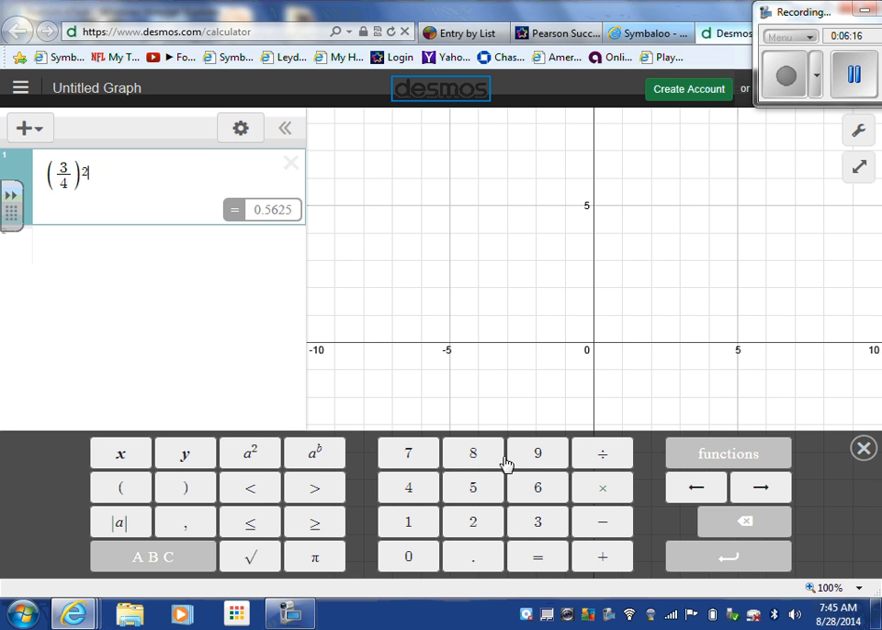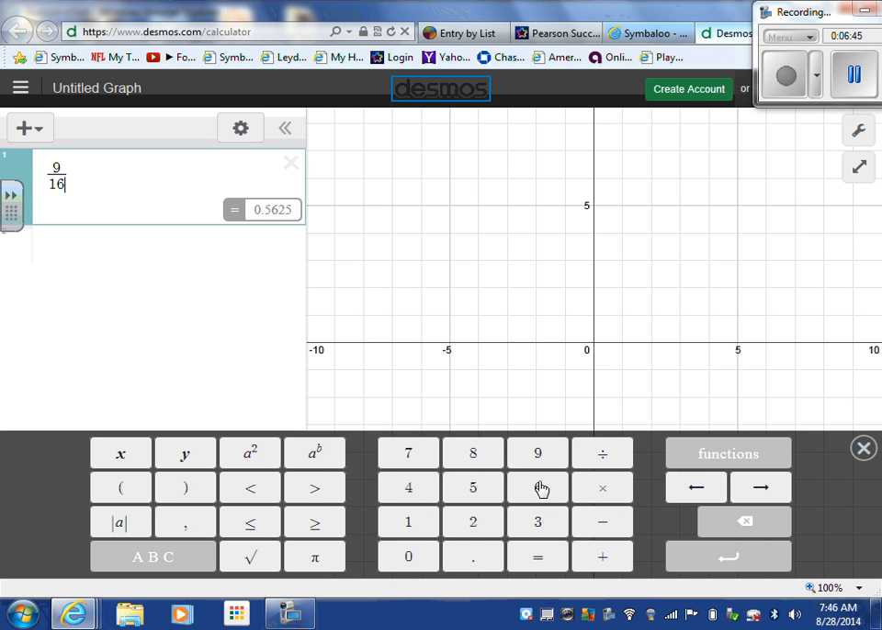It'll give you 0.5625. So did it give you the fraction? No. Okay. I can maybe double check. What is 9 divided by 16? If I do that, 9 divided by 16, I get 0.5625. It's the same number, but it's a decimal.